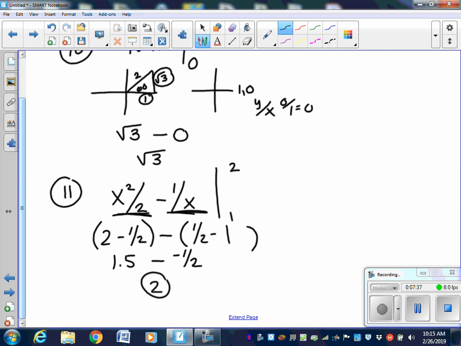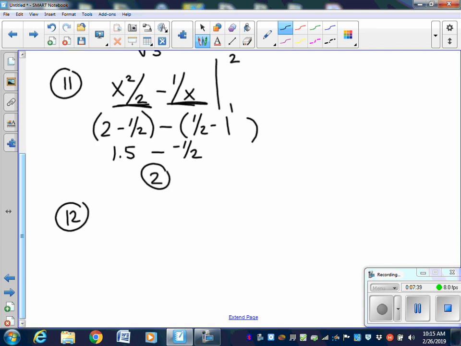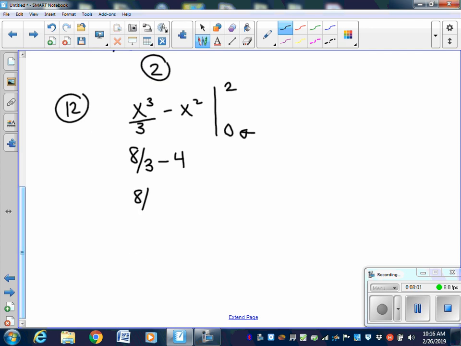And the last one, number 12. X to the third over 3 minus x squared from 0 to 2. This one's a little bit easier because you only have to put the 2 in, because the 0 is going to end up becoming 0 when you plug 0 in for all the x's. So you have to plug the 2 in, and you get 8/3 minus 4. 8/3 minus 4 is the same thing as 8/3 minus 12/3. And 8/3 minus 12/3 is negative 4/3. Final answer.